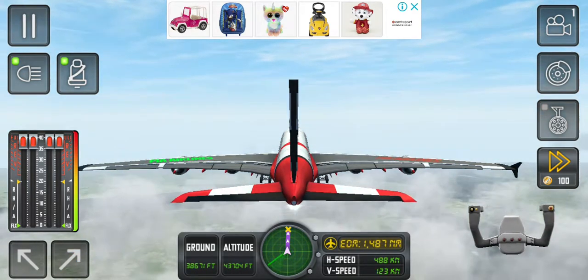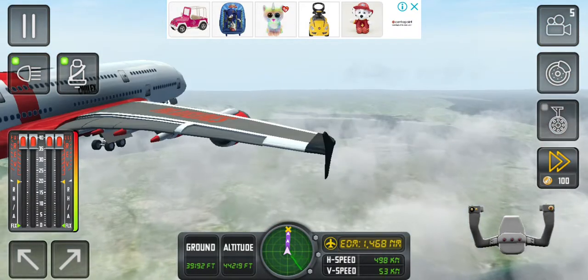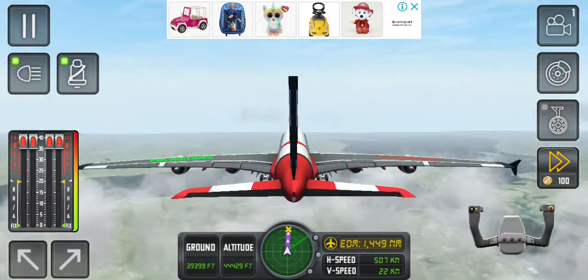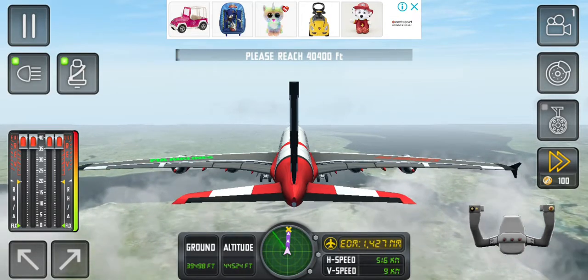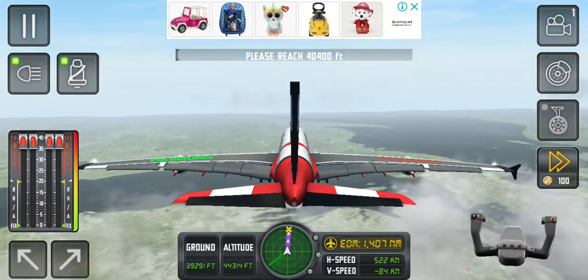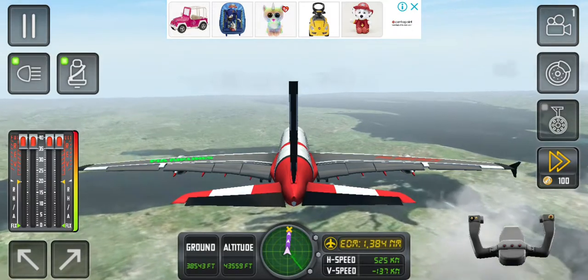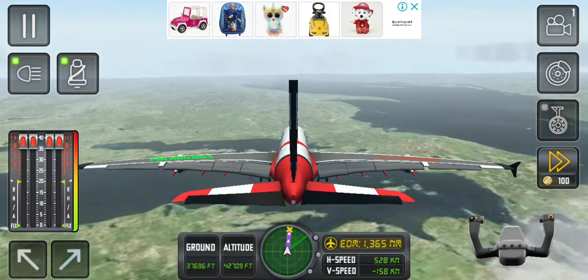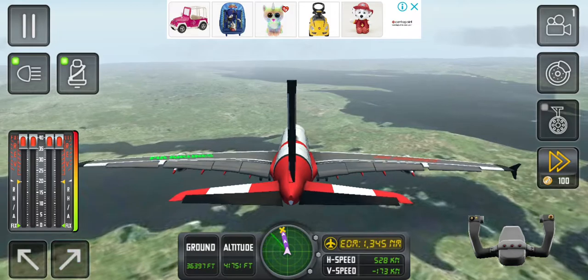So we have reached our cruising altitude and this is Tower, Pakistan International, please maintain your altitude at 40,400. Okay, sir, Roger that.